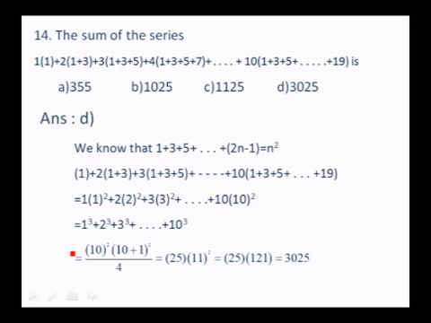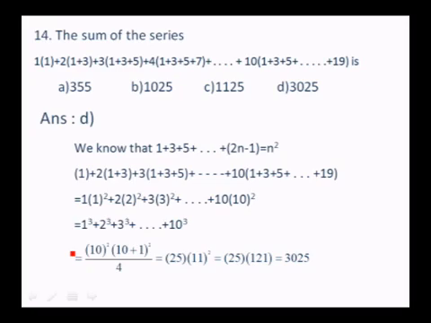ಸಿ, ದ ಫಸ್ಟ್ ಟರ್ಮ್ ಈಸ್ 1, second is 2 into 1 plus 3, third is 3 into 1 plus 3 plus 5, etc. So I can write it as 1 into 1 square, 2 into 1 plus 3 is 2 square, 3 into 1 plus 3 plus 5 is 3 square, and the last one 10 into 1 plus 3 plus 5 etc. 19 is 10 square. As I told you, sum of 10 odd numbers, first 10 odd numbers, it is 10 square. Now if you multiply, you get 1 cube plus 2 cube plus 3 cube plus 10 cube.